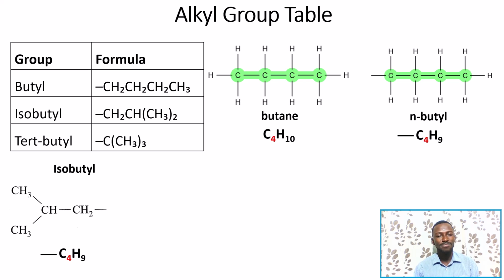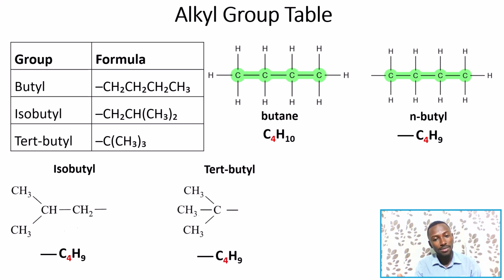Got it? Good. What about tert-butyl? For tert-butyl, instead of two CH3s attached to one carbon, we have 3 of them attached to one carbon. That makes it tert-butyl. And why is it still butyl? Because we still have 4 carbons. So tert-butyl is still C4H9. So for C4H9, we have N-butyl, isobutyl and tert-butyl. These are the various variations of the alkyl groups that can come out from a single formula.